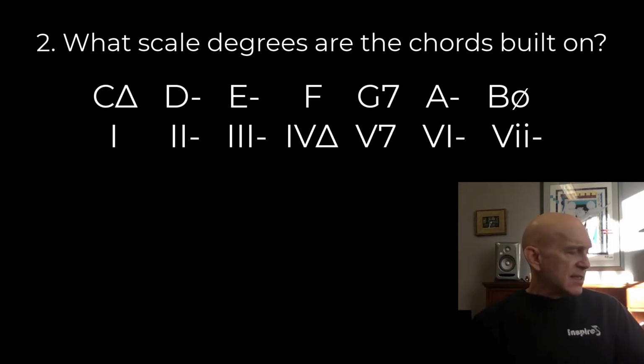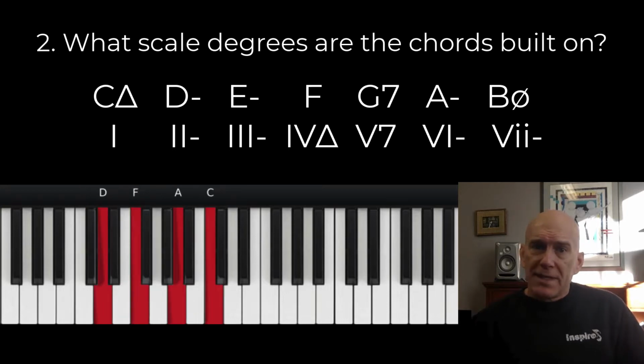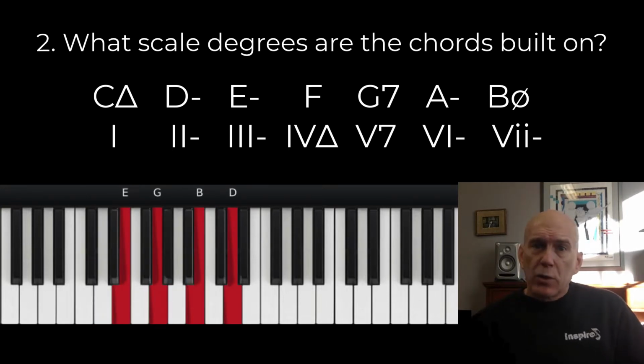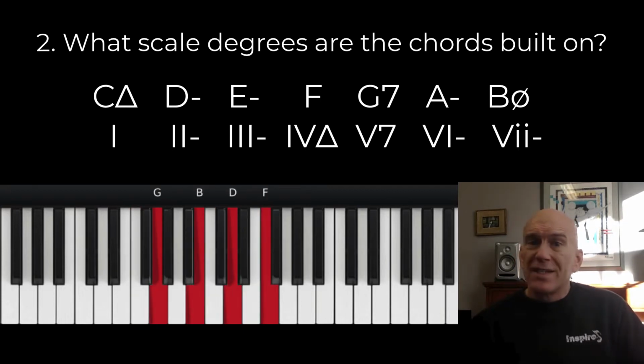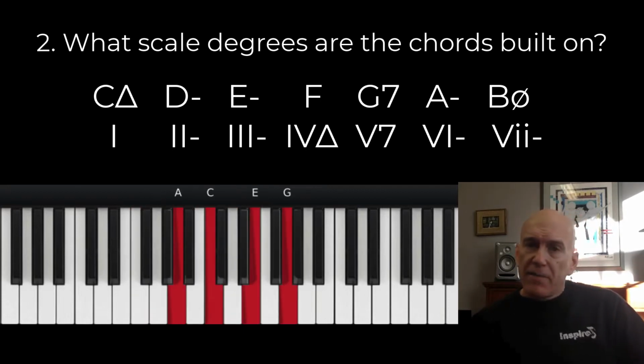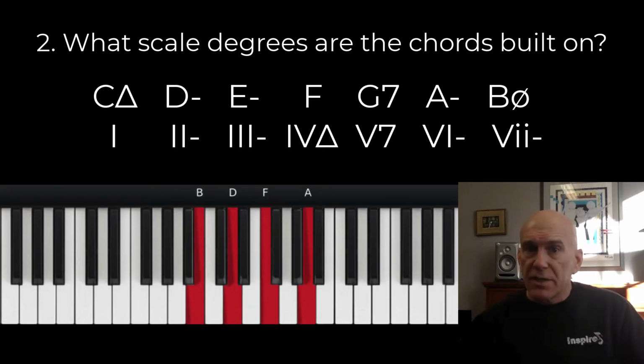So if we took a C scale and we numbered the notes and built a chord from each one, the 1 chord would be C major, the 2 chord would be D minor, the 3 chord would be E minor, the 4 chord would be F major, the 5 chord is G dominant, the 6 chord is A minor, and the 7 chord is B half diminished.